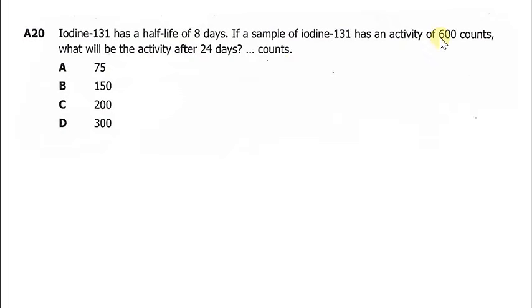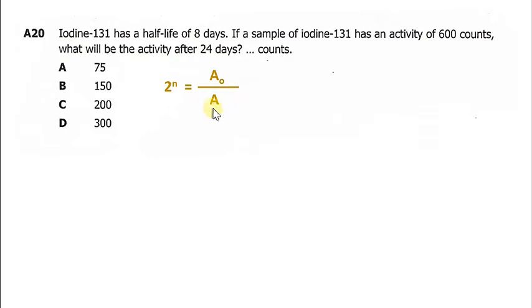So for you to answer this question, you must use this equation here, which is 2 to the power n is equal to A, original activity over final activity. If a sample of iodine 131 has an activity of 600 counts, this one is an original activity which represents A. Then they're asking what will be the activity after 24 hours. That will be the final, which is A without anything here. So they want this one here.